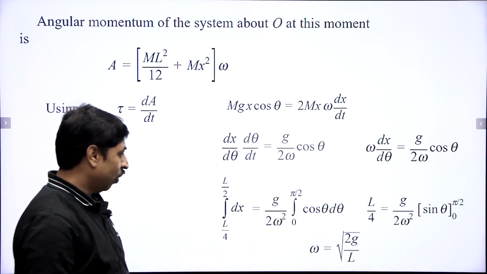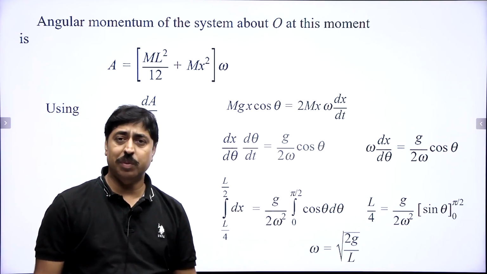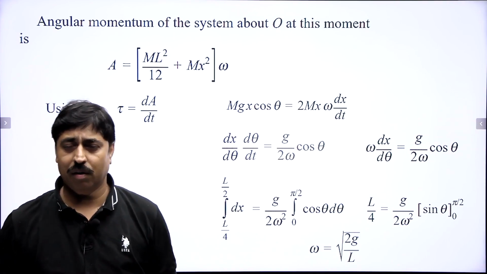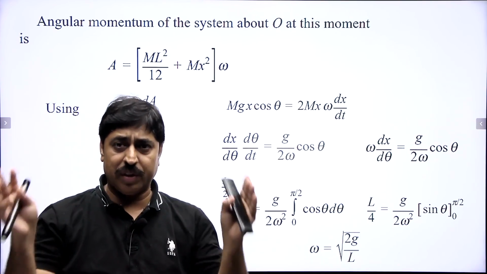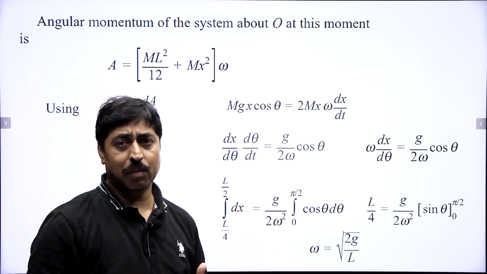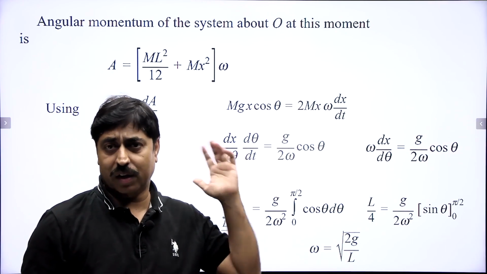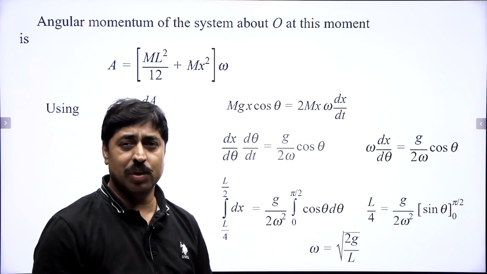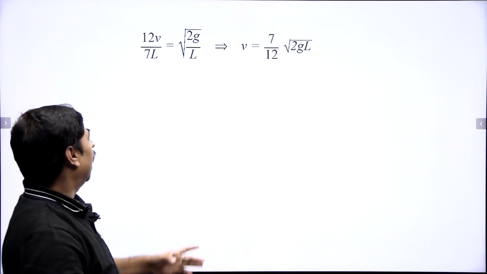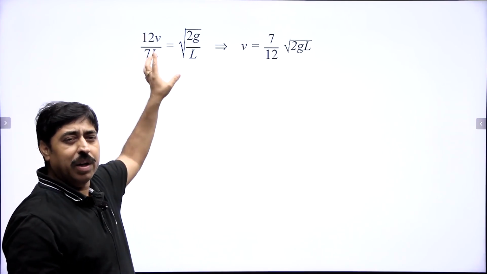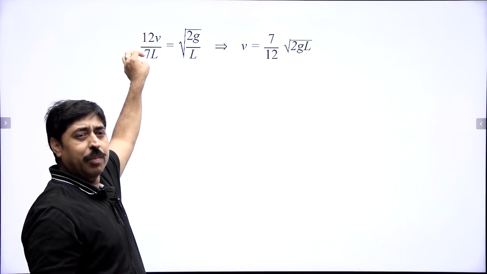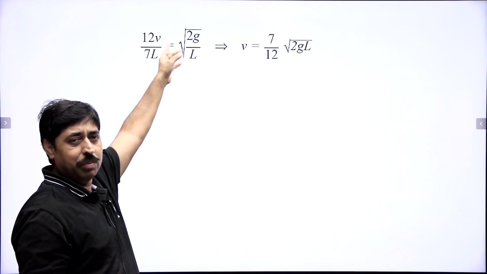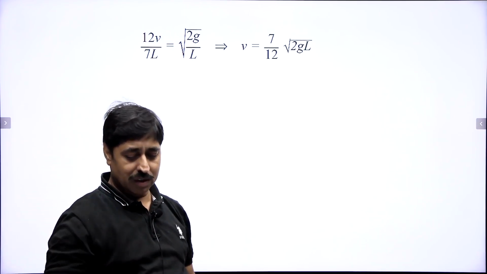you will get omega is equal to under root 2g by L. So this is the right value of omega for the situation to happen the way it has been described in the question. So omega is equal to under root 2g by L, and of course, as I said earlier, we have already found the relation between omega and v: 12v by 7L is omega. So in place of omega, if you substitute under root 2g by L, you get the value of v. So this is the question.